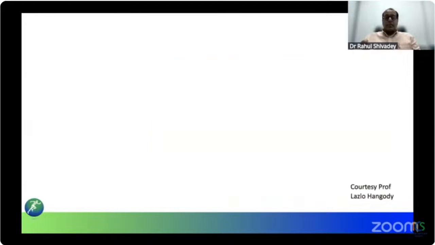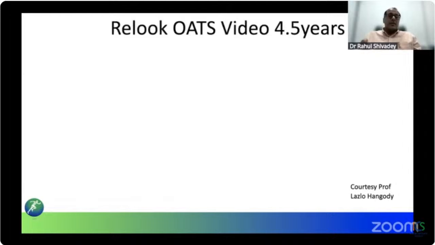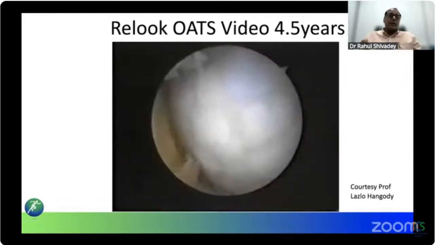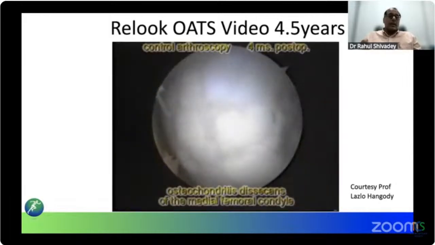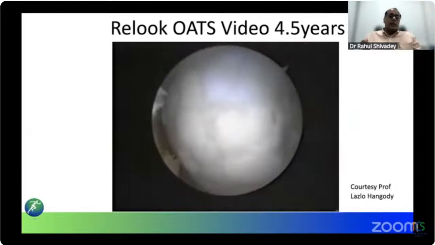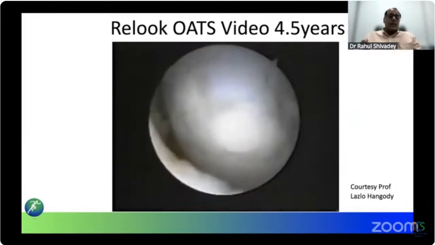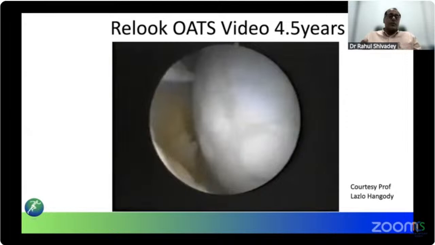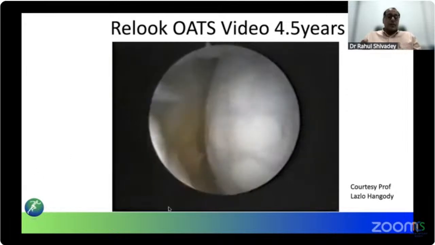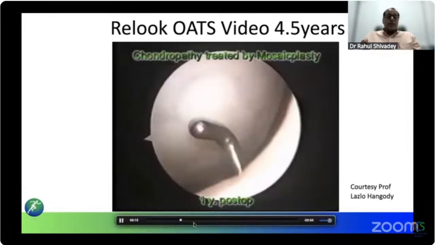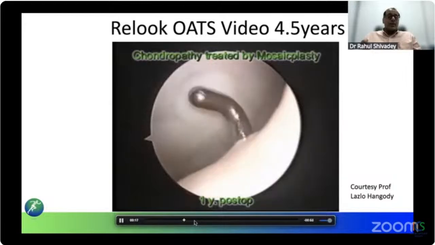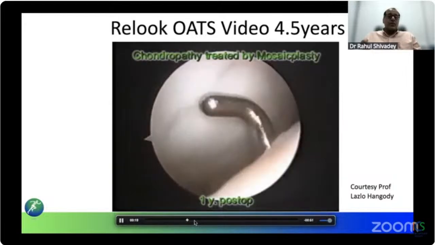And previously, when I visited Dr. Hangodi in Budapest, I requested him to show me the results of his work. And this is something that really sold me on this idea of osteochondral autograft transfer. And these are videos which he has compared, starting from 4 months. This is 1 year post-op, as you can see. Very good integration of the multiple plugs he has done.